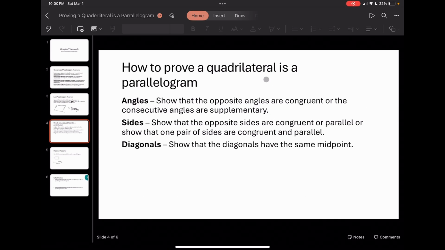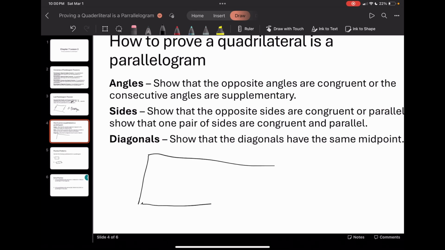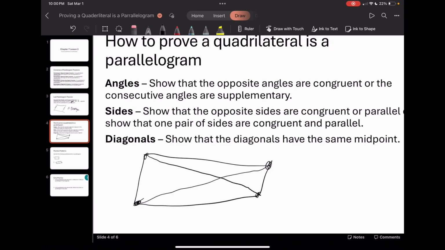And now we have diagonals. So if we show that two diagonals have the same midpoint, then they bisect each other, and that brings us to the diagonals converse. And how does that really make sense, though? Imagine you draw a quadrilateral and we connect our vertices, and we draw diagonals.